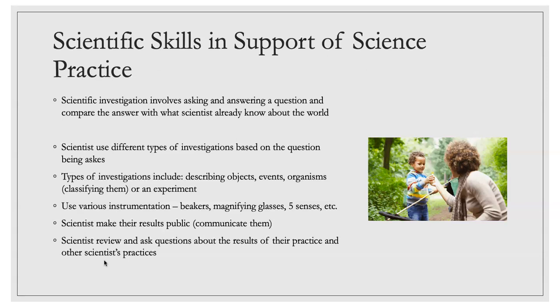Scientists use different types of investigations based on the question being asked. For example, it could be describing objects, events, organisms, classifying them, or actually doing an experiment. Your scientific skills might also use various instrumentation like beakers, magnifying glasses, or even just your students' five senses. And scientists make their results public or communicate them. That's why we need to expect our students to be able to communicate their science as well. And scientists review and ask questions about the results of their practice and other scientists' practices.